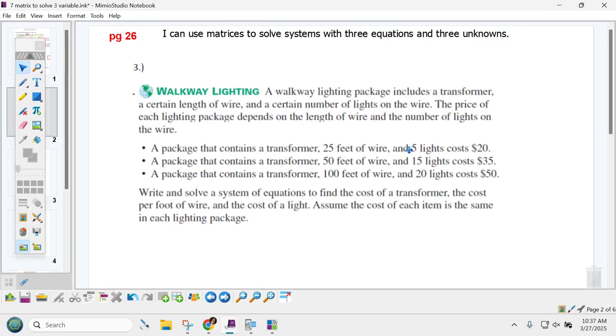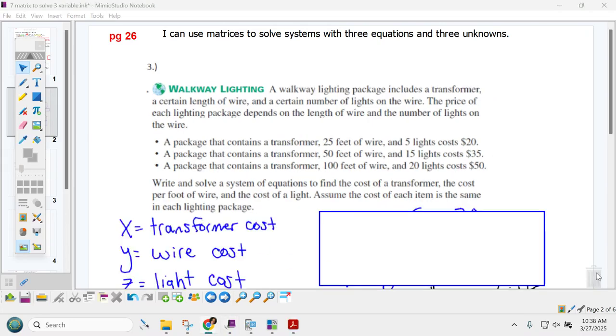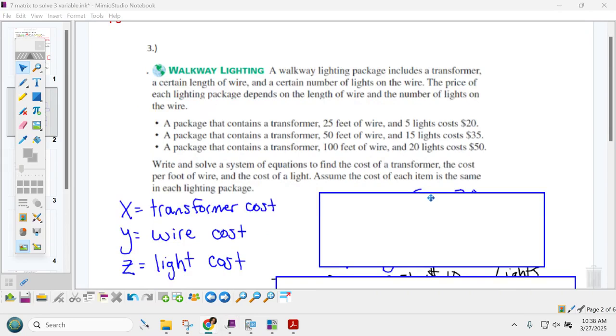All right, let's try page 26. Pause the video. Try to write your equations. Okay, so the first thing you should have done in number 3 is define your variables. Did you pick X, Y, Z, A, B, C? Does not matter what letters you pick. And then they've set this up here where each bullet point is an equation.